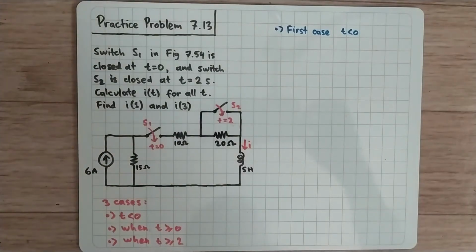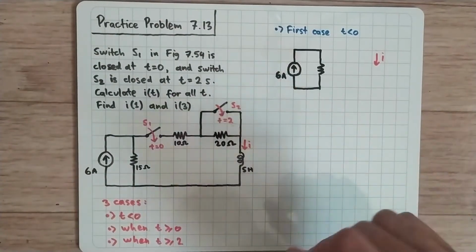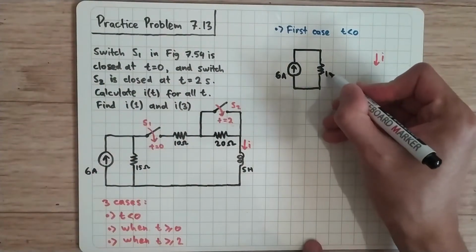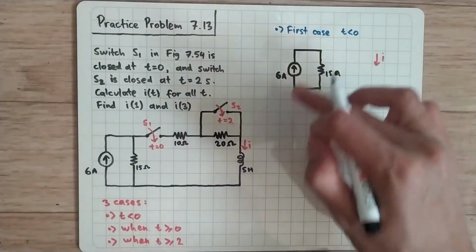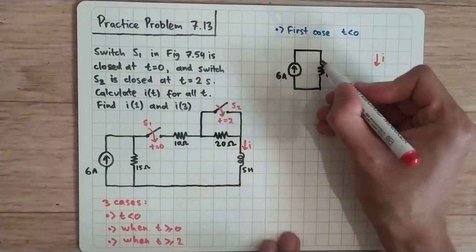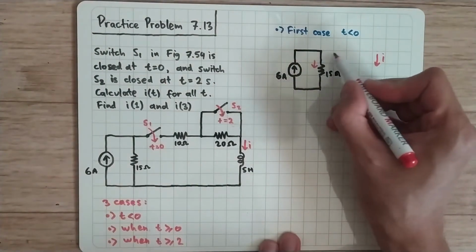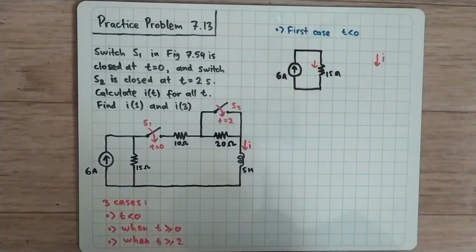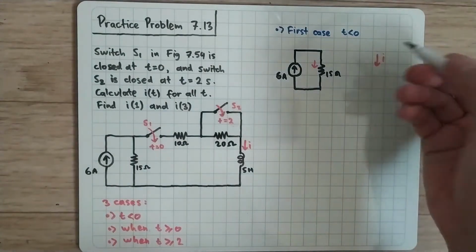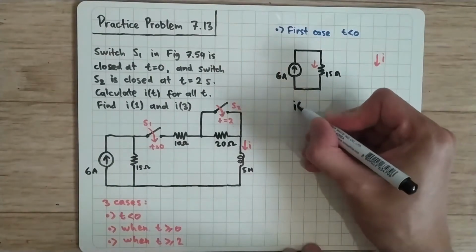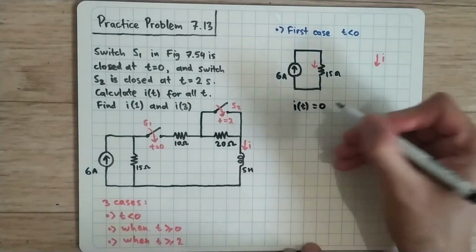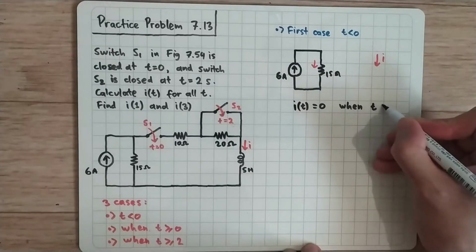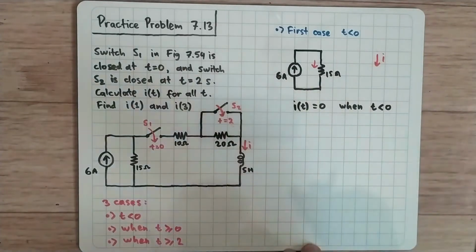Let's redraw the circuit. So this is the case. We have a circuit here, 6 ampere and 15 ohm. This is the 15 ohm resistance, so all the current will go through that 15 ohm resistance. Because this switch is open, there is no current that goes there, so this i here will be 0. So when t is less than 0, we have iL equal to 0.